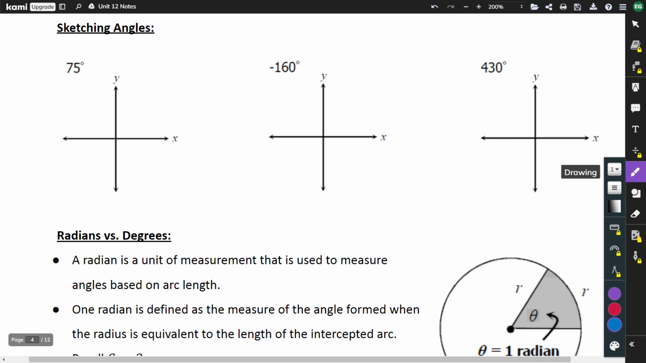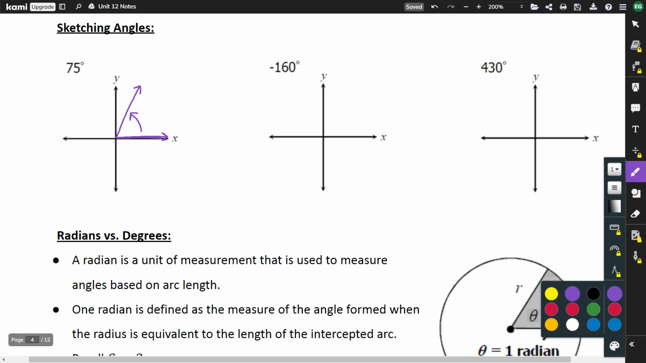These are not going to be perfect. We just want to make sure that we get it landing in the correct quadrant. So I know that it's going to start on my positive x-axis, and 75 degrees would land just shy of the 90-degree mark, which is going to be that positive y-axis.